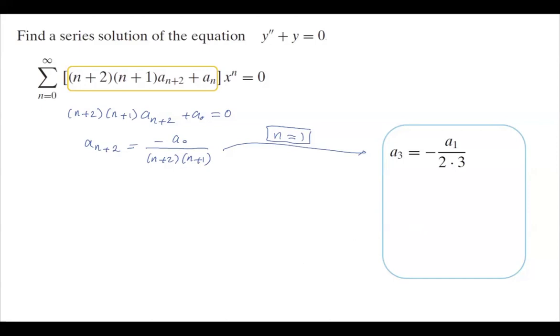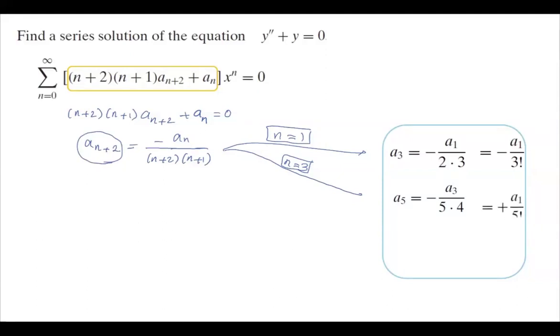Let me fix this one. Just a sub n. Very good. So this is our a sub 3, which can be written as negative a sub 1 divided by 3 factorial. What if I plug in 3 here? If I plug in 3, a sub 5 becomes negative a sub 3 divided by 5 times 4, which is a sub 1 over 5 factorial. What if I plug in 5 here?